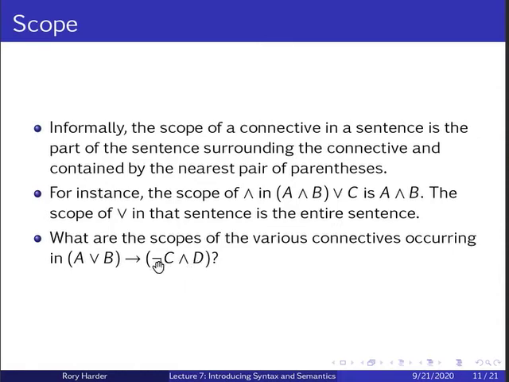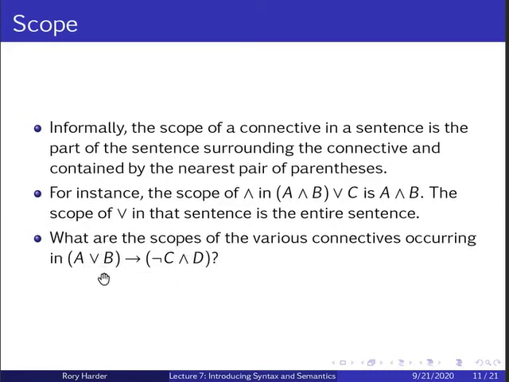Now, if we ask what is the scope of negation, in this case, that has to be thought of a bit differently, as I've said here, and the scope of the negation is, in this case, just the sentence letter immediately following it. Okay, so the negation here is simply just negating C. So the scope of negation is just C. And the scope of the conditional is the entire sentence.